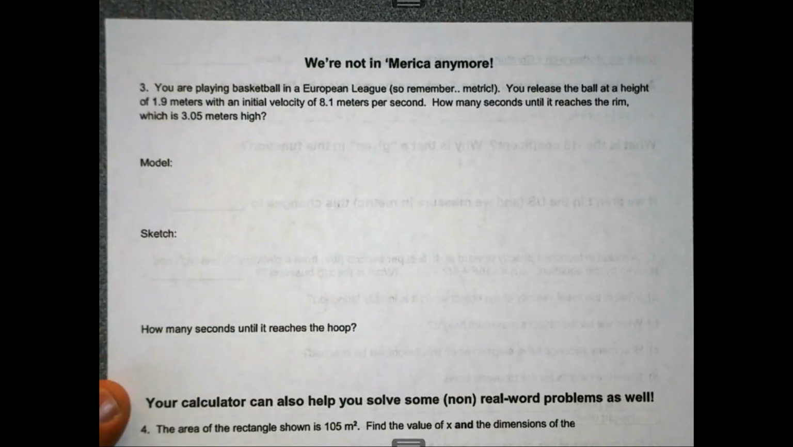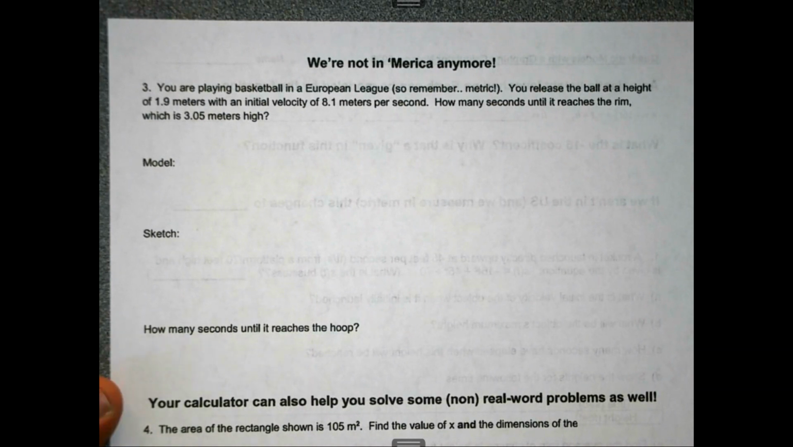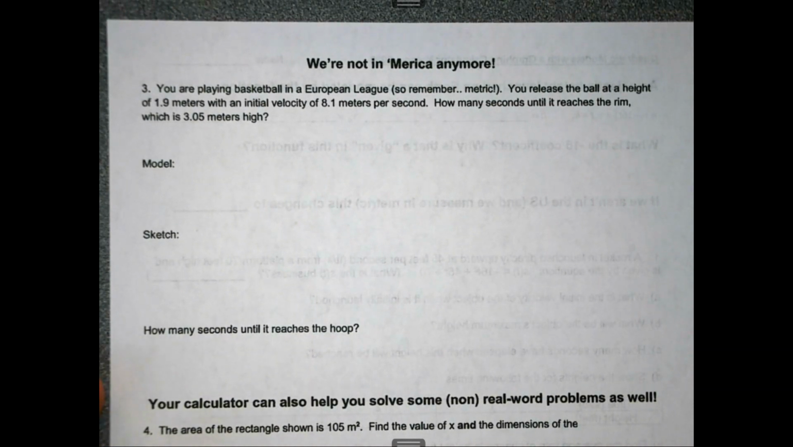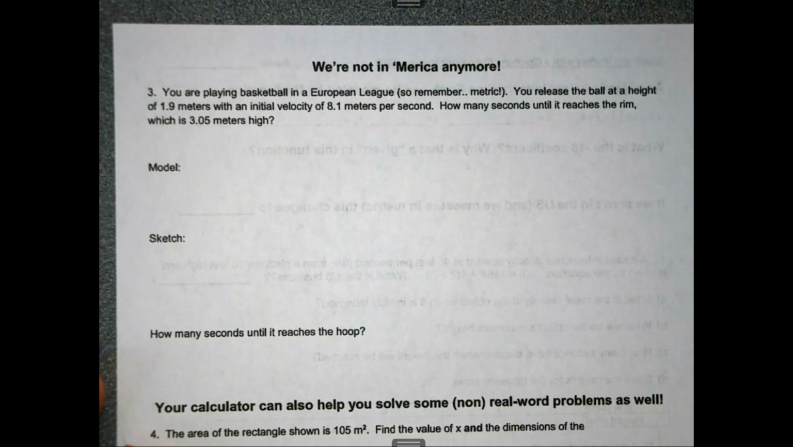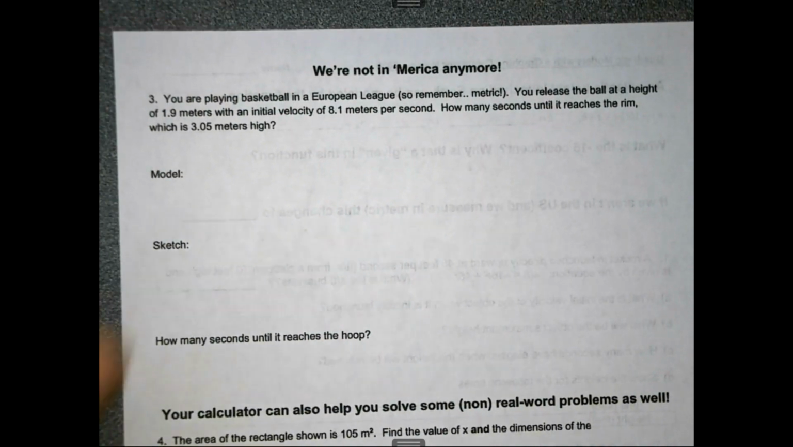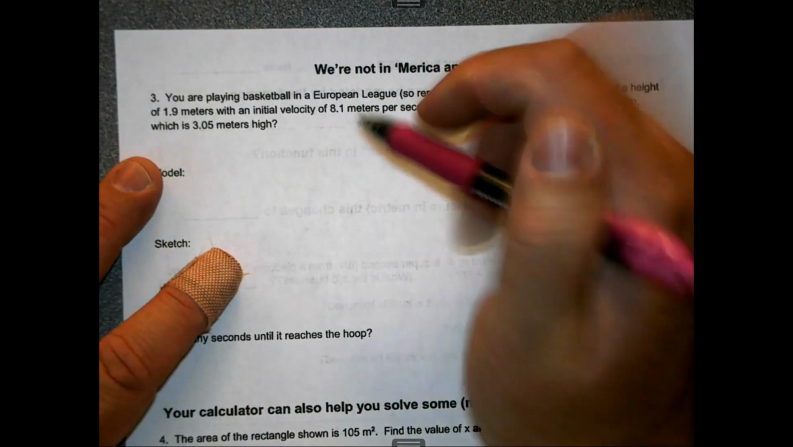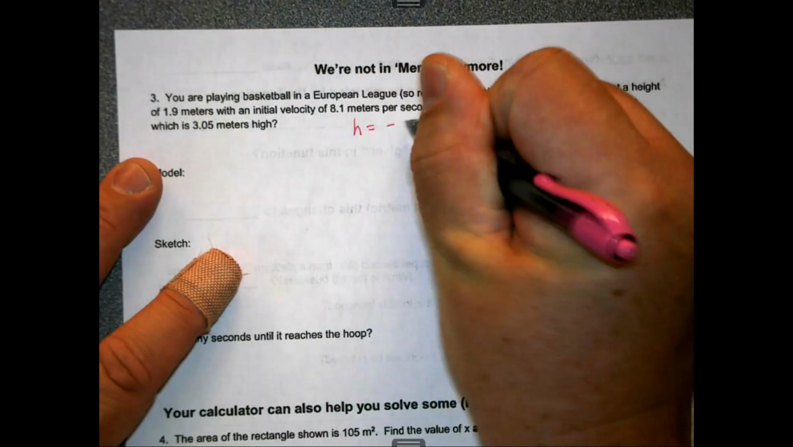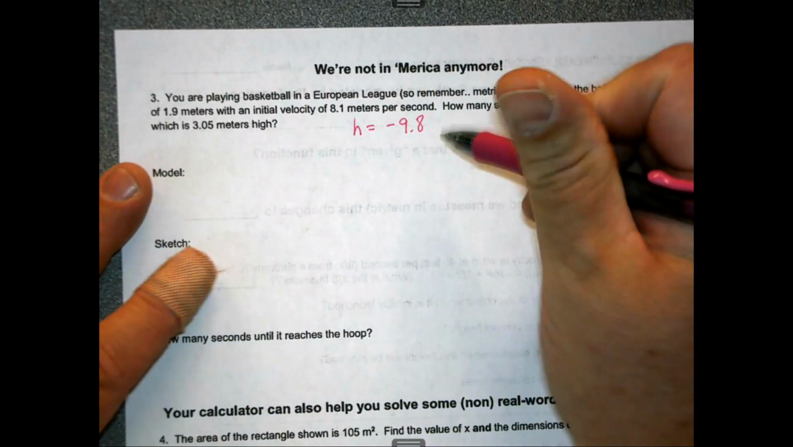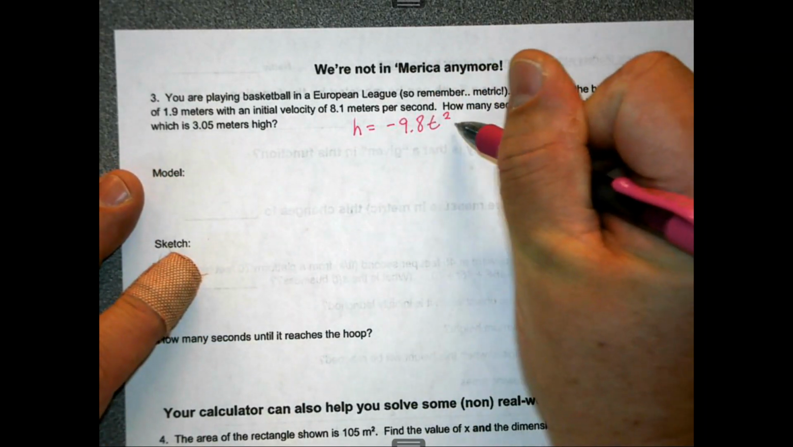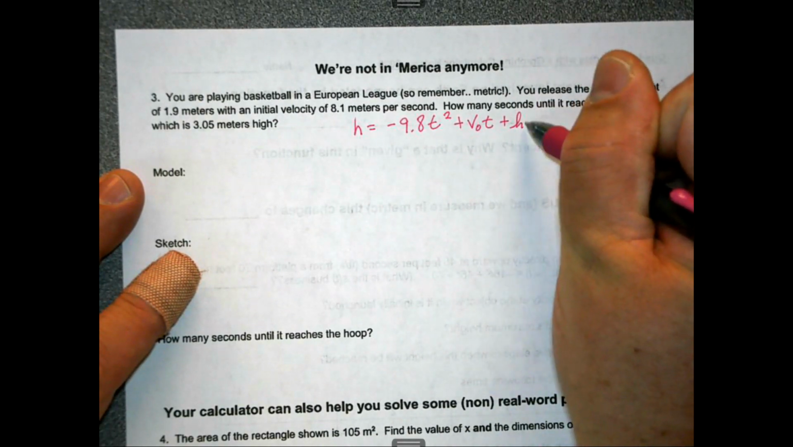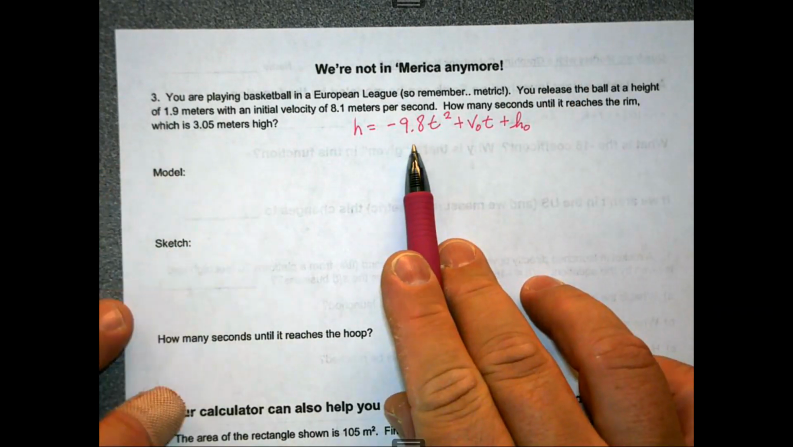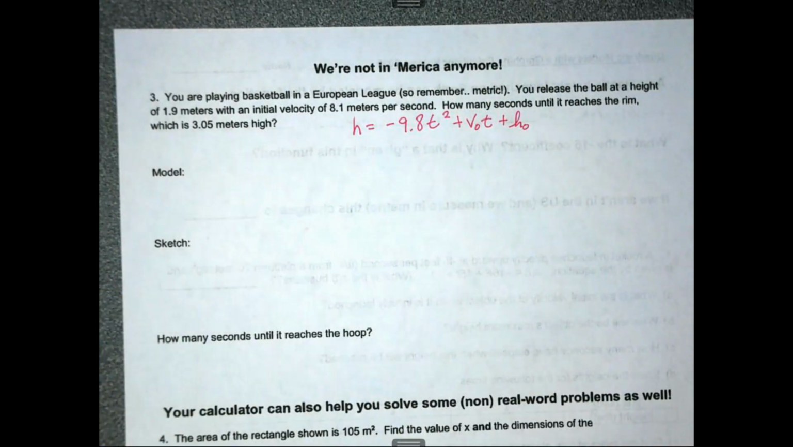All right, you are playing basketball in a European league. So remember, we have to use metric. We can't use the negative 16 feet per second, because that's standard American measurement. So we have to use H equals negative 9.8 meters per second, T squared plus V sub 0 T plus H of 0. We have to use the negative 9.8 coefficient because that's metric.